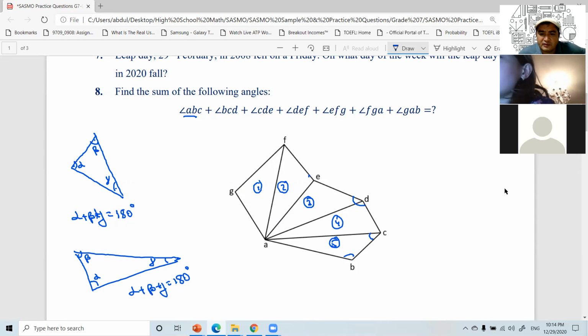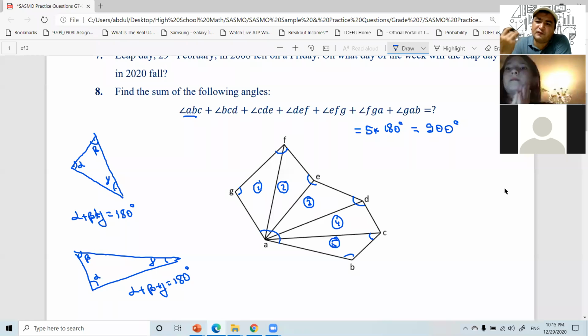As you see, we're just counting these angles, okay? And that means that we are just adding all the interior angles of these triangles. So how many triangles do we have? 1, 2, 3, 4, 5. All of these angles are equal to 5 times the interior angles of a triangle, which is 180 degrees. So that's equal to 900 degrees.